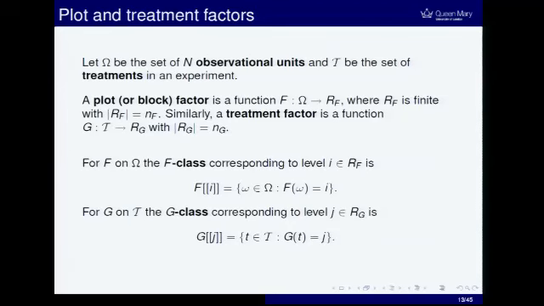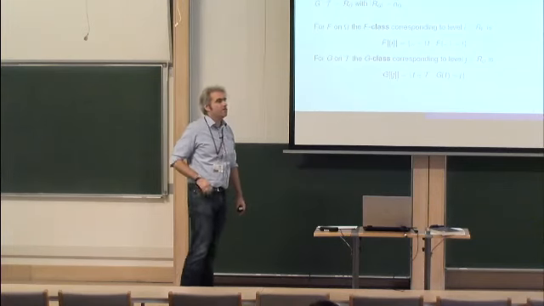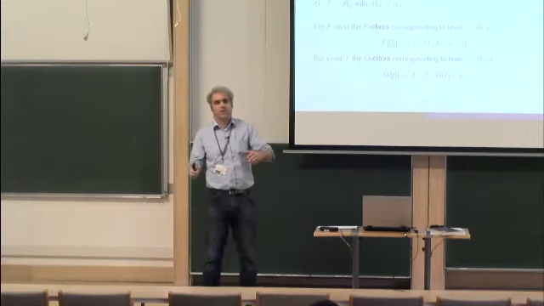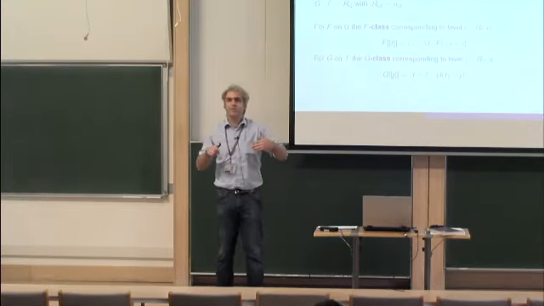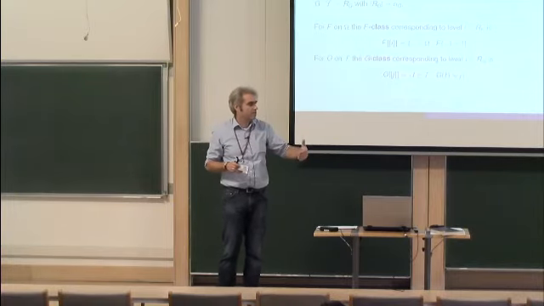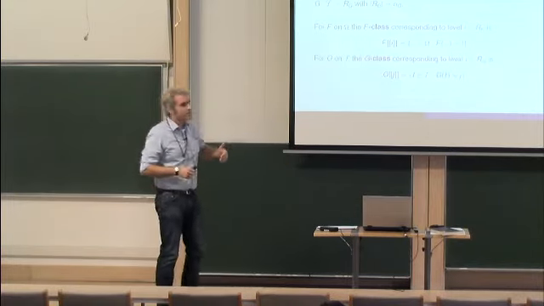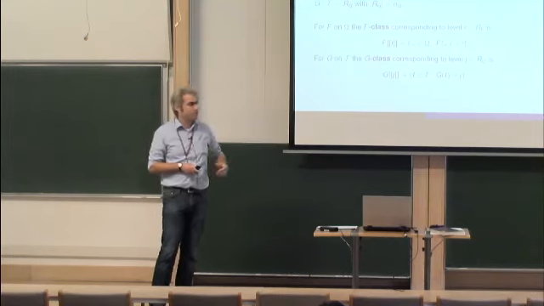And we can do a similar thing for the treatment factors, but now a class for a level of a treatment factor is a subset of the set of treatments. So for level j, it's all those treatments which are assigned by G the level j. So that means basically that if we look at all the levels of a factor and go back to all the classes, we can talk about a factor equivalently only in terms of its classes. So a factor can be regarded just as the set of all of its classes.